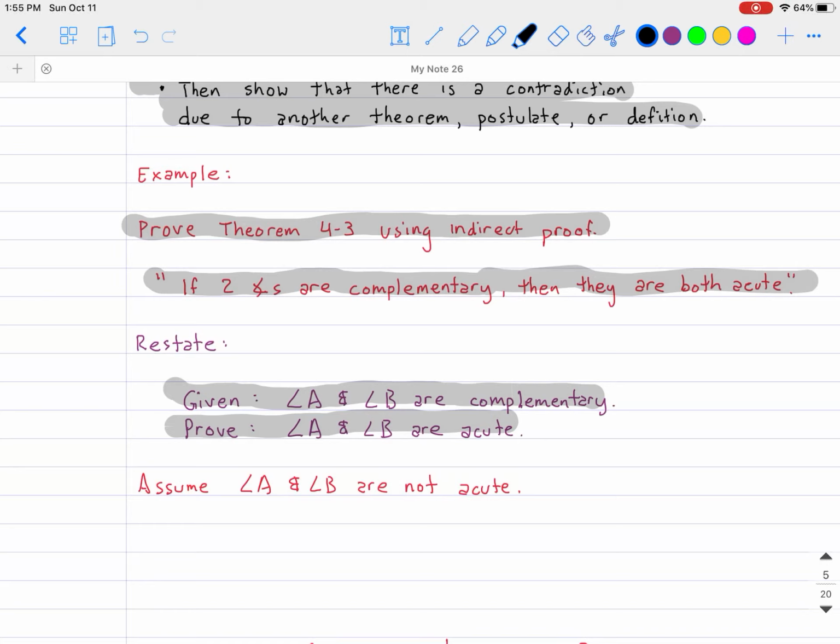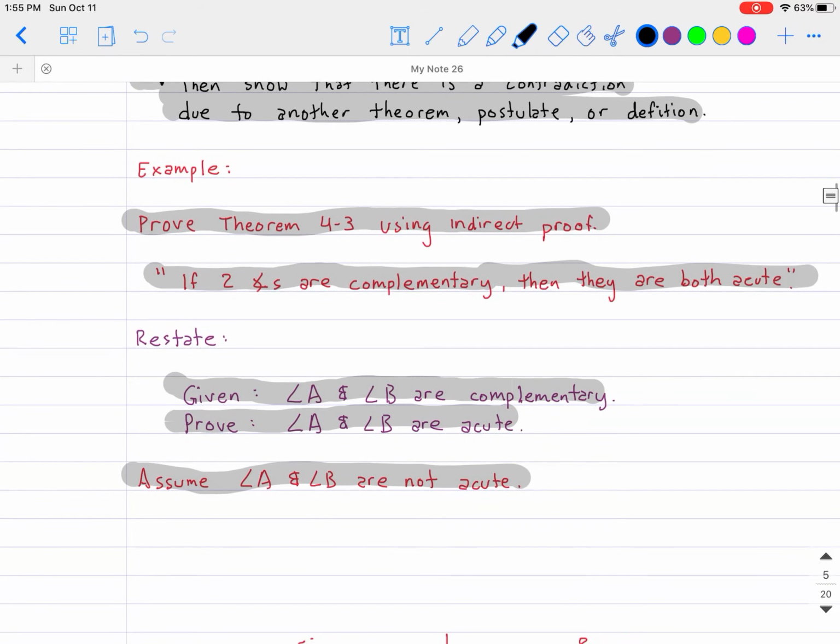Given that angle A and angle B are complementary to each other, I want to prove that angle A and angle B are acute. So according to my indirect proof, we're going to assume that A and B are not acute. Once again, we're assuming the negation of what we're trying to prove. Let's get an idea of how that's going to work out here.